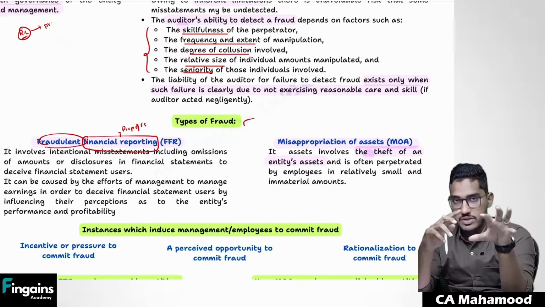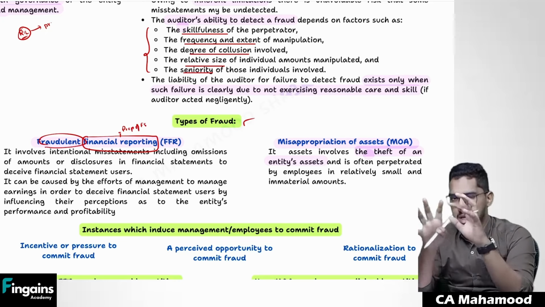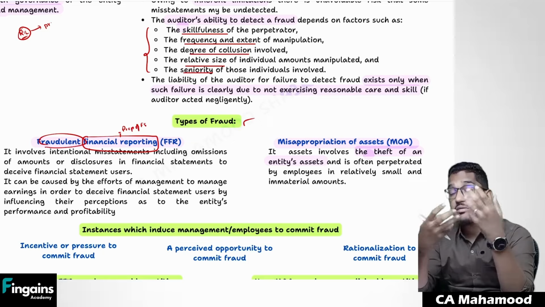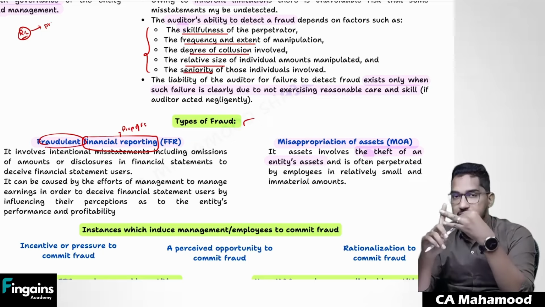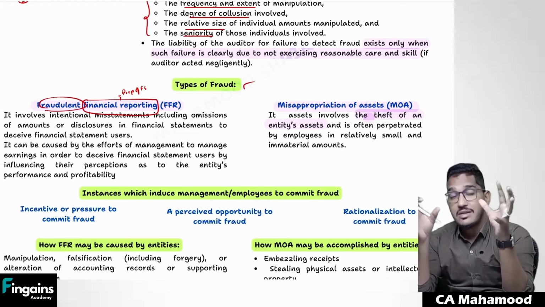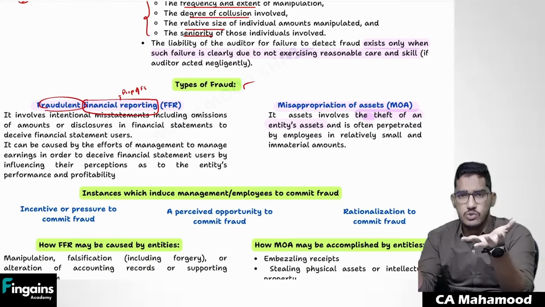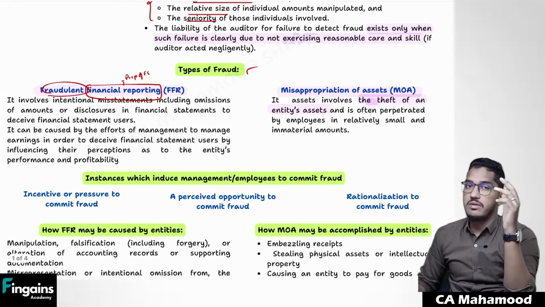Number one, fraudulent financial reporting, those frauds in which management is trying to convey a wrong picture through the financial statements. Assets are not getting damaged, but they are trying to convey a wrong picture in the financial statements. That we call fraudulent financial reporting. Another category of fraud, which we are going to call misappropriation of assets, where the entity's assets are getting stolen, damaged, misused, etc. You tell me, in which kind of fraud will management involvement always be there?